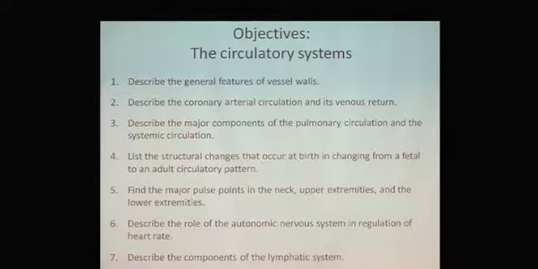We'll talk about the structural changes that occur at birth that represent a change from fetal circulation to postnatal circulation, or post-fetal circulation. Then we're going to talk about where the major arteries are in the neck and extremities and where you can palpate pulses and why you palpate a pulse, what information that can give you. We'll talk a little bit about the role of the autonomic nervous system in regulation of heart rate, the innervation of the heart.